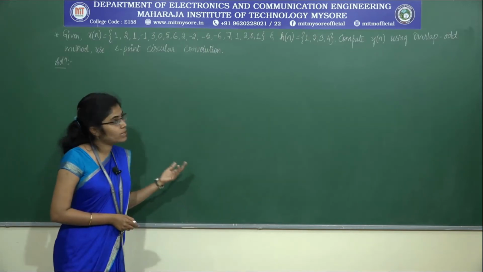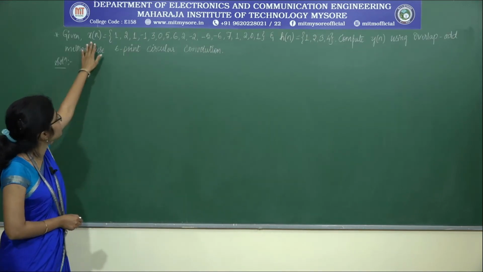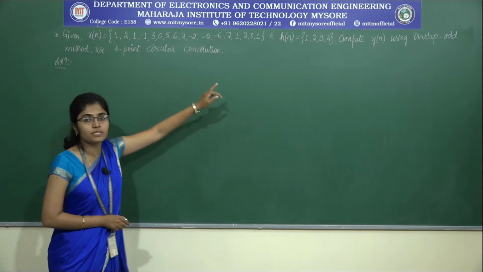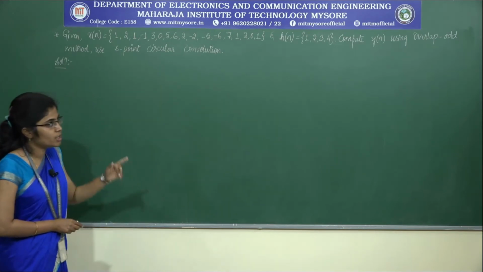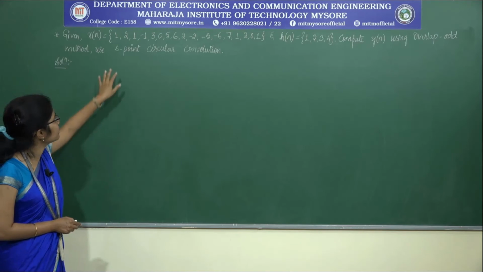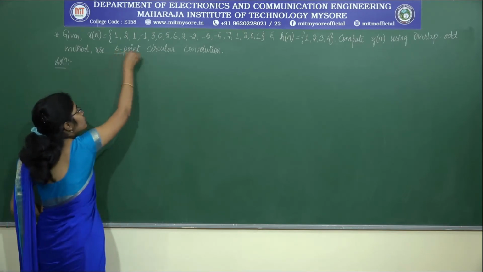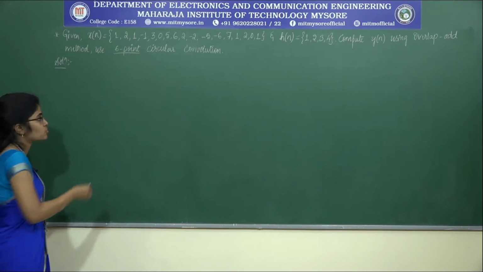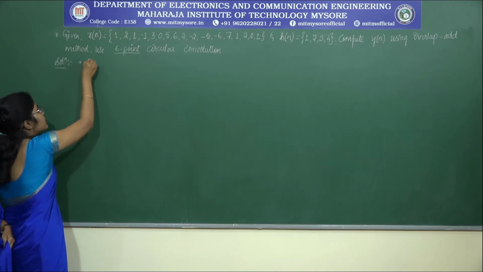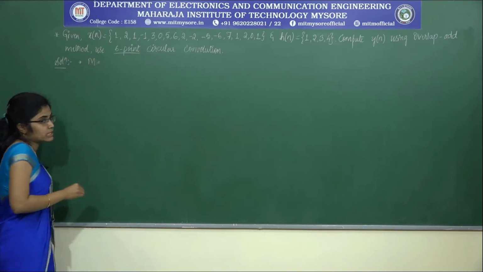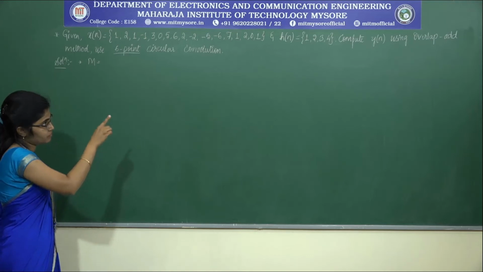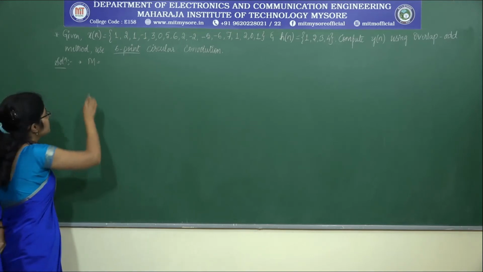The next problem in overlap add method is they have given x of n sequence and h of n sequence and they are telling us to compute y of n with the help of overlap add method, and they are telling us to use how many point circular convolution? 6 point circular convolution. So first I need to find out the length of m. So m is nothing but the length of h of n. h of n is having 4 samples.